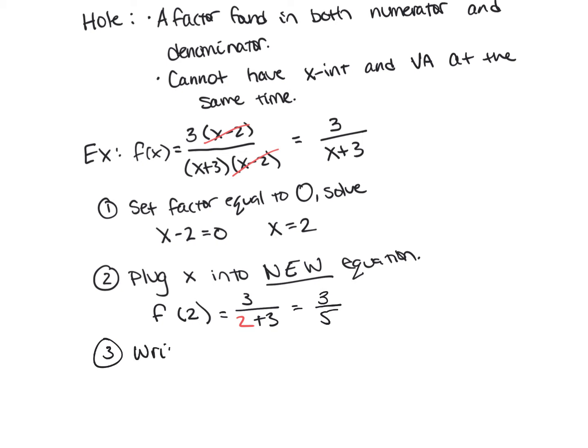Last step, since this hole is an open point, we're going to write it as an ordered pair. So in this case, our hole is going to be at 2 and 3/5. So that's the hole. If you find a factor in both the numerator and the denominator, that is a hole. If you factor it and nothing cancels, then you don't have any holes and you don't have to worry about it.